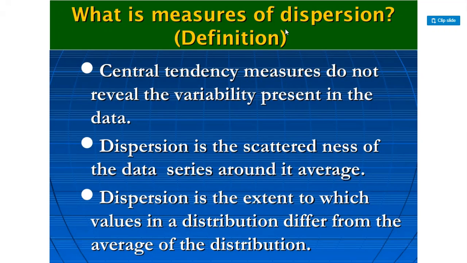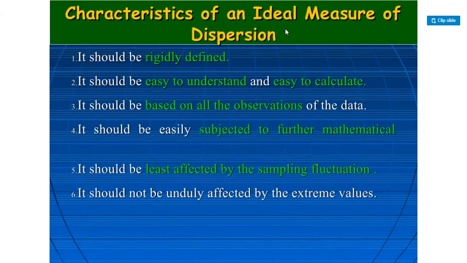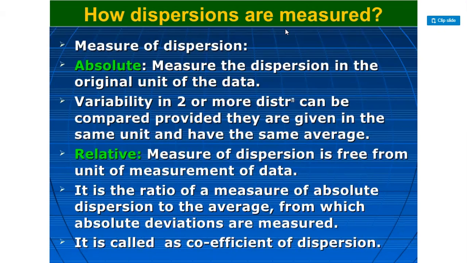Now we will discuss the types of dispersion. There are two types of dispersion: absolute measures and relative measures. We can find the measure of dispersion by the absolute measure and the relative measure.